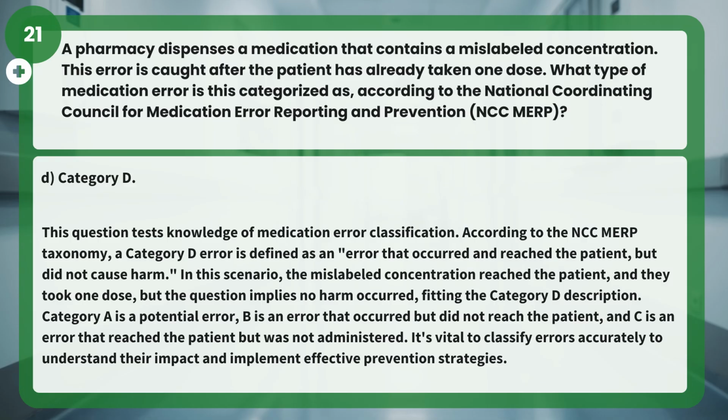Category A is a potential error, B is an error that occurred but did not reach the patient, and C is an error that reached the patient but was not administered. It's vital to classify errors accurately to understand their impact and implement effective prevention strategies.